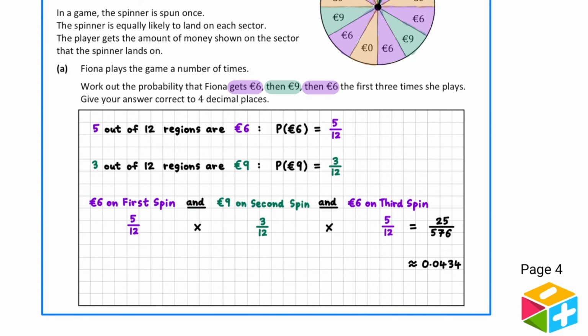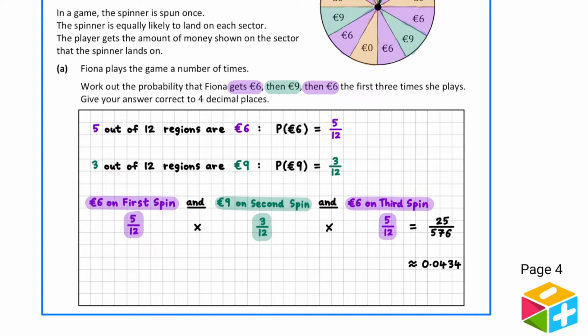In this question, we need 3 things to happen. We need €6 on the first spin, €9 on the second spin, and €6 on the third spin. We can find the probabilities of each of these events individually. There's a 5 out of 12 chance to get €6 on the first spin, 3 out of 12 to get €9 on the second spin, and 5 out of 12 to get €6 on the third spin.